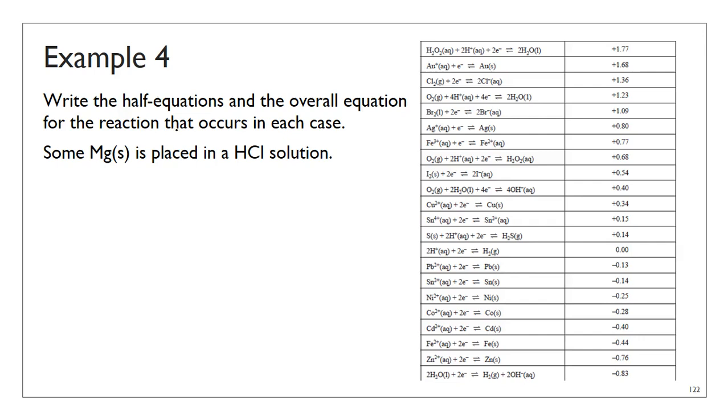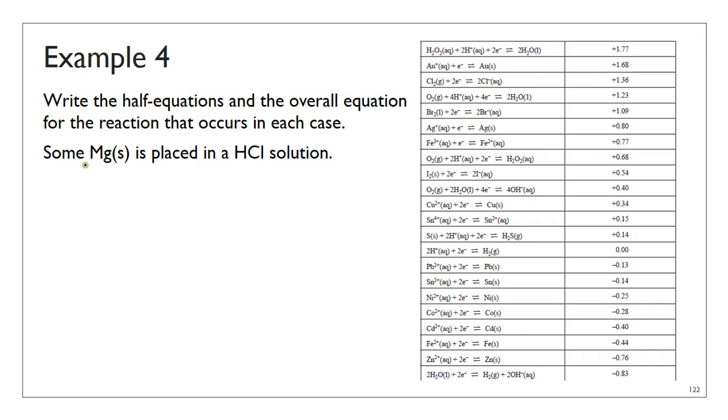This is another type of question. So there is a spontaneous redox reaction already, but you need to write the half equations and the overall equation for the reaction that occurs. So this is another function of the electrochemical series. Not only does it tell you that a spontaneous reaction will happen, you can also use it to determine exactly what the equations will look like.